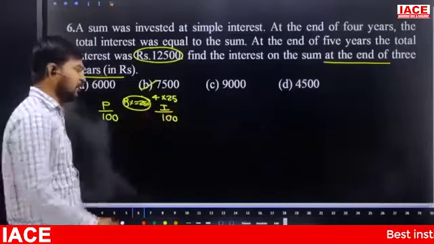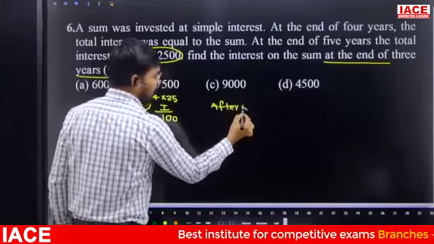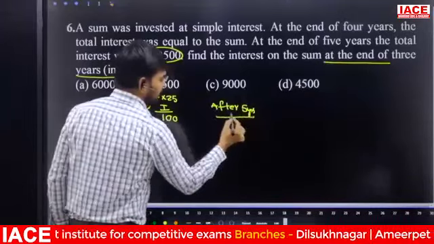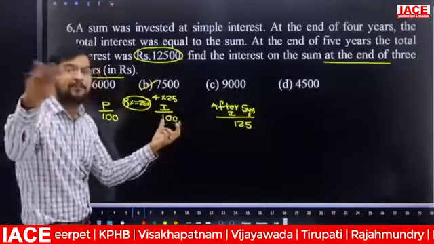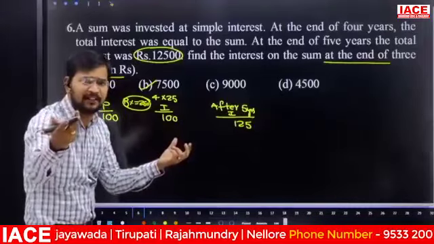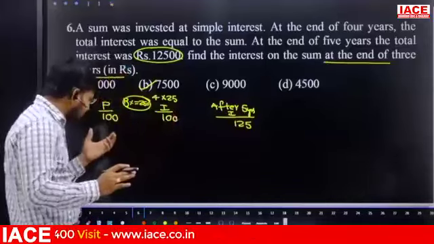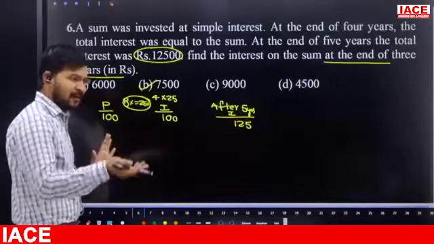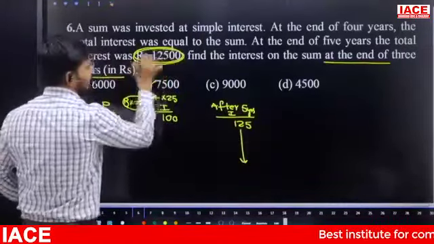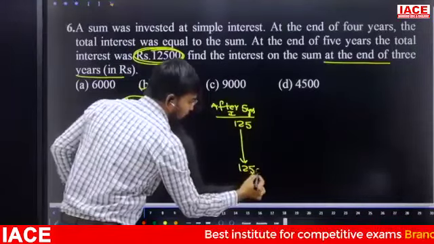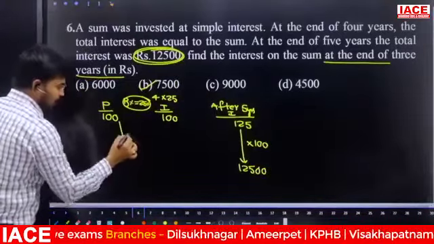After 4 years, interest is 100. So after 5 years, one more year is added, and one more 25 is added, so the interest is 125. If your principal is 100 in the beginning, after 5 years your interest is 125. According to our problem, the interest after 5 years is 12,500, and it goes 100 times. Therefore 100 times 100 is 10,000.